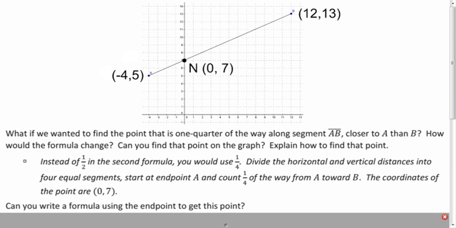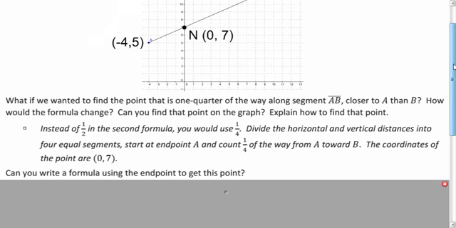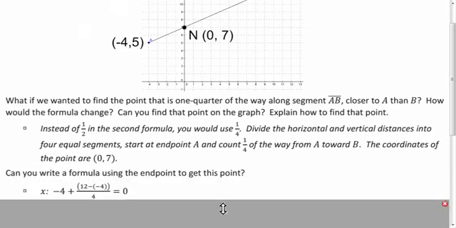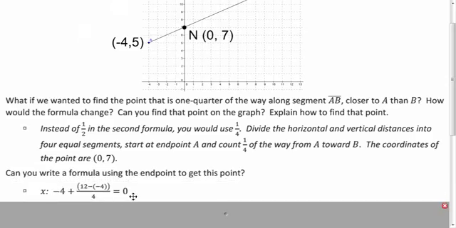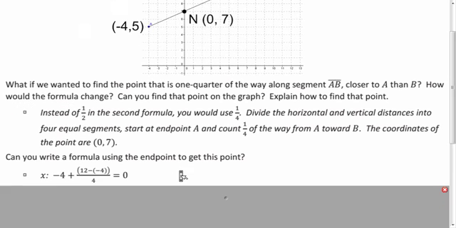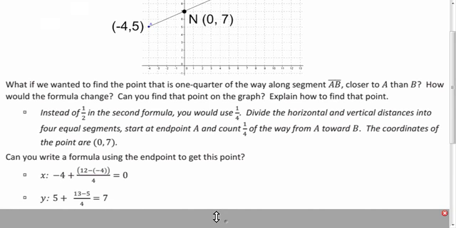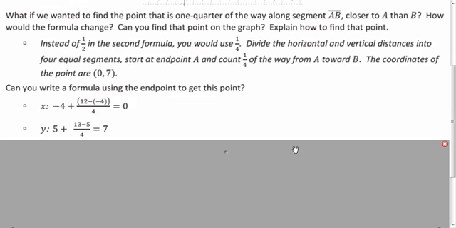And so what formula can we write to find that? Well, we're going to start at A. So our x-coordinate is -4. But this time we're going to add 1/4 of that difference of the x-coordinates. And we end up with 0. Right? Because 12 minus -4 is 16, divided by 4 is 4, plus that -4 is 0. And similar for the y-coordinates, we start at 5, and we add 1/4 of the difference of the y-coordinates, and we get 7. Now, this is the second method we used.